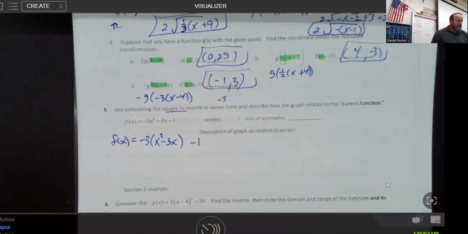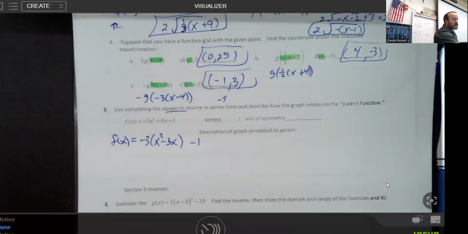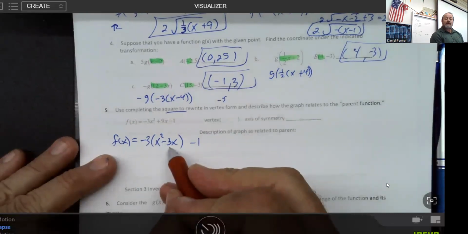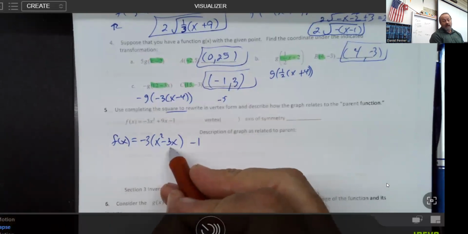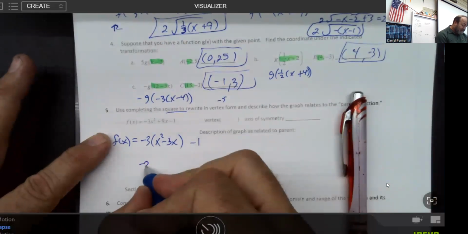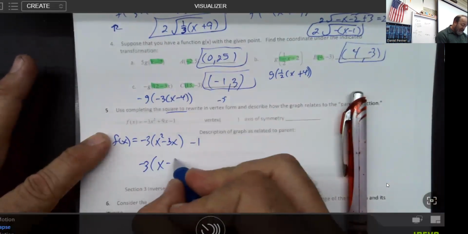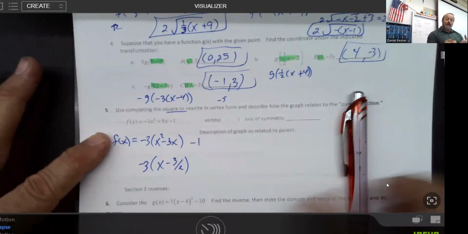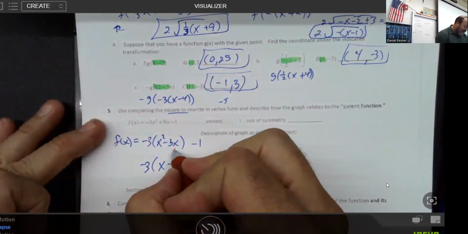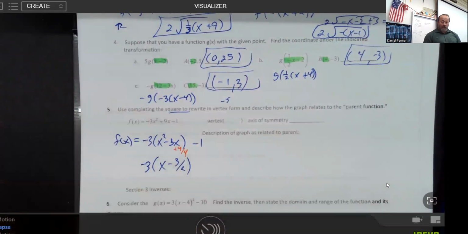Now, what I like to do is then I take that middle piece, which is sitting right here. We cut that value in half. Now, -3 cut in half is -3 halves. Not a big deal. But remember, we cut that in half and we square that value. So if I took -3 halves and I square it, I would have a positive 9/4.